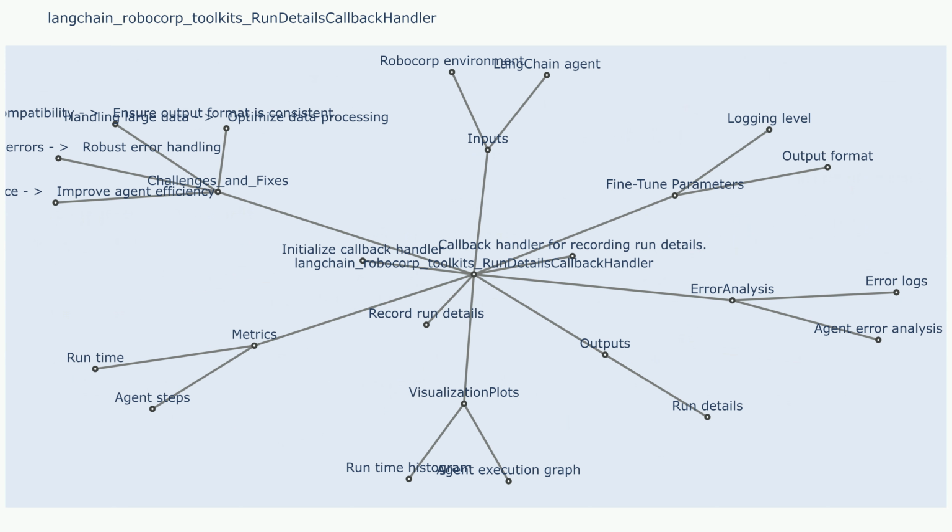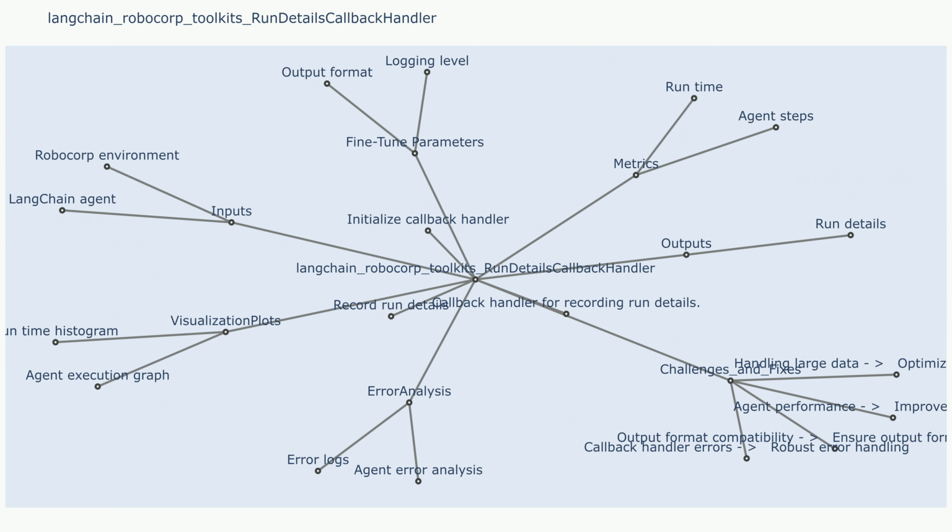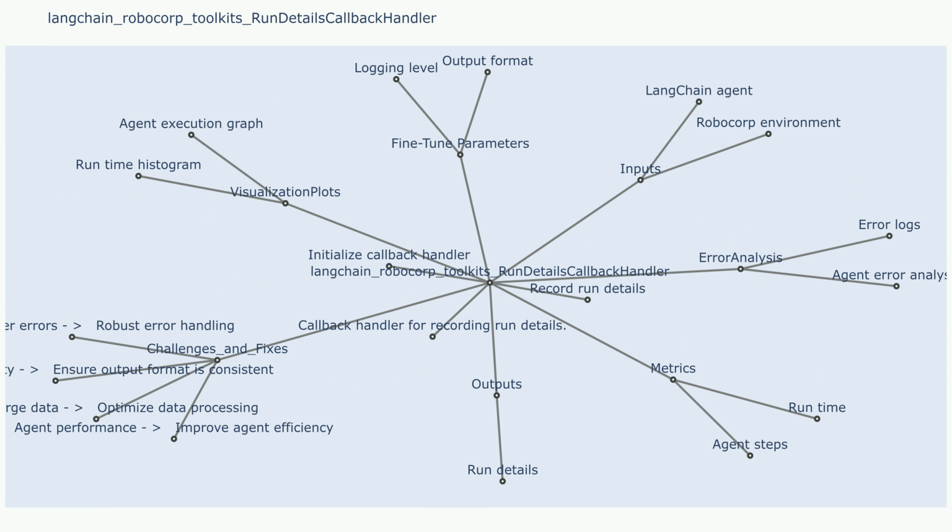Logging: the handler logs the run details to a designated log file or console output. This log can include information about the start time, current step, execution duration, and any errors or warnings encountered during the execution. Visualization: the handler processes the run details and context to generate visualization data. This data could be in the form of plots or charts that illustrate the execution progress, resource usage, or other relevant metrics.